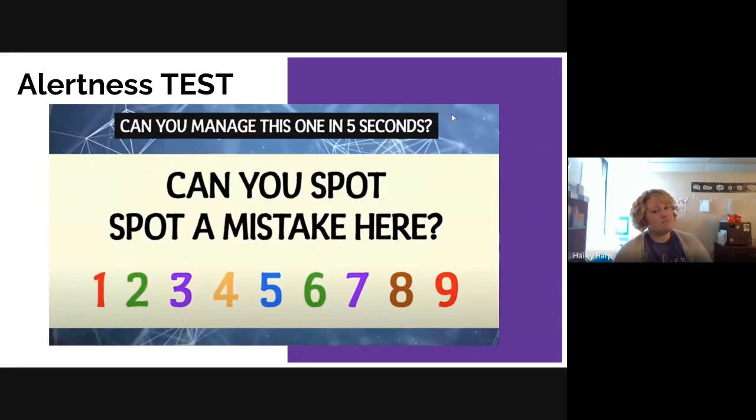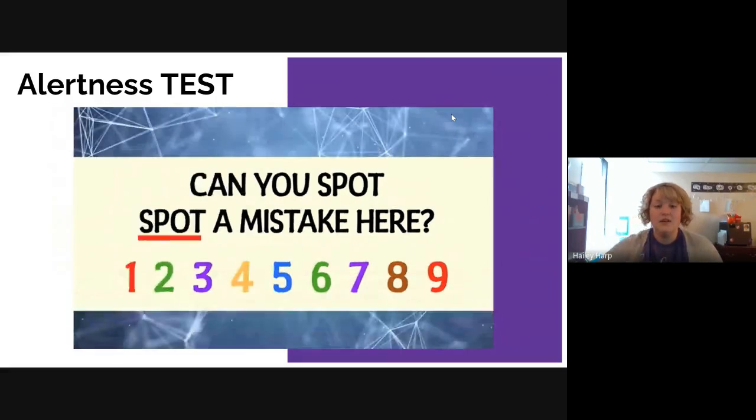So can you spot the mistake? Some of us might have a hard time with this one. Can you spot the mistake? We have 1, 2, 3, 4, 5, 6, 7, 8, 9. Miss Harp, they're all there. What? There's something wrong with the numbers. If you take a look at the top on the instructions, it says, can you spot a mistake? That doesn't make sense, does it? That's where the mistake is. They spelled spot twice.